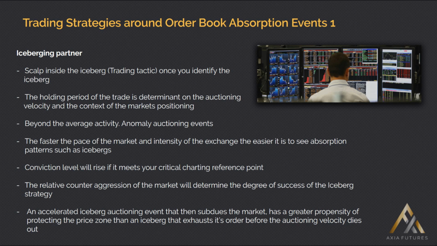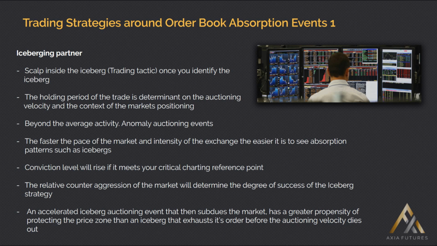The faster the pace of the market. So remember, this is why great volume and great activity matter, and we look at this in our video tutorials. The faster the pace of the market relative to its average pace and intensity of the exchange, so the intensity of the exchange between the orders and the orders sitting on the bid or the offer, the easier it is to see absorption patterns such as icebergs. It's really difficult to see when there's nothing going through the market whether there is an iceberg or not. It's a lot easier to see if the market is moving aggressively and a price zone gets reloaded. So really critical and really important.